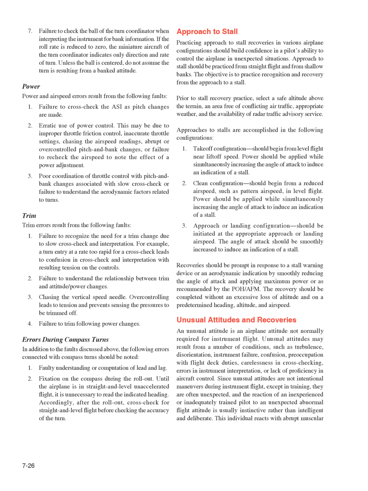Approaches to stalls are accomplished in the following configurations. 1. Takeoff configuration should begin from level flight near liftoff speed. Power should be applied while simultaneously increasing the angle of attack to induce an indication of a stall. 2. Clean configuration should begin from a reduced airspeed, such as pattern airspeed, in level flight. Power should be applied while simultaneously increasing the angle of attack to induce an indication of a stall. 3. Approach or landing configuration should be initiated at the appropriate approach or landing airspeed. The angle of attack should be smoothly increased to induce an indication of a stall.